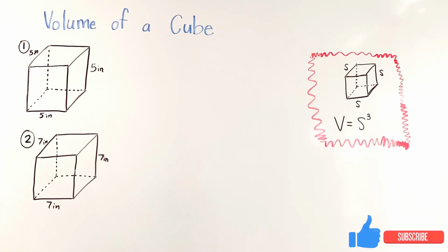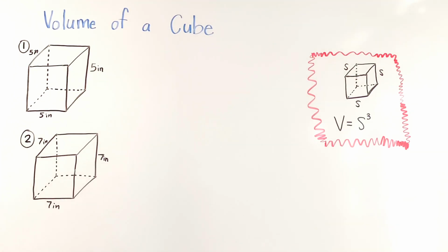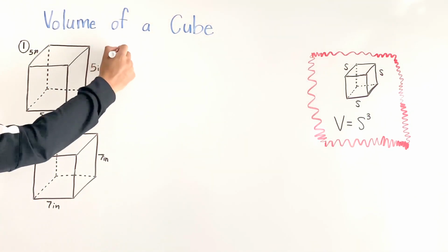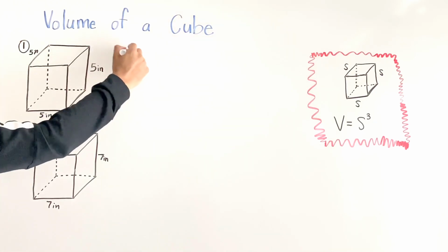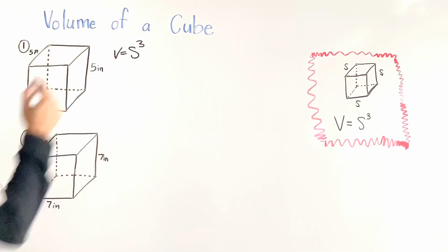In today's video, we're going to be working on volume of a cube. On the right hand side, you see that our formula is V equals side S to the third power. So for number one, we're just going to go ahead and write the formula like always, just so we know what we put: S to the third power, okay?